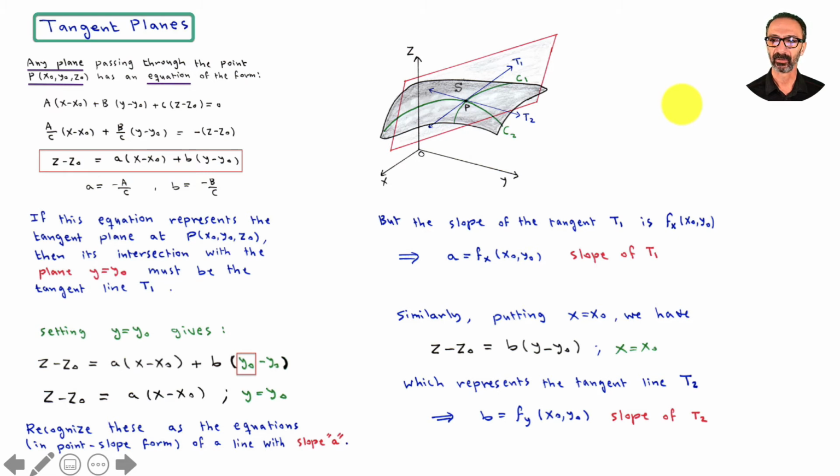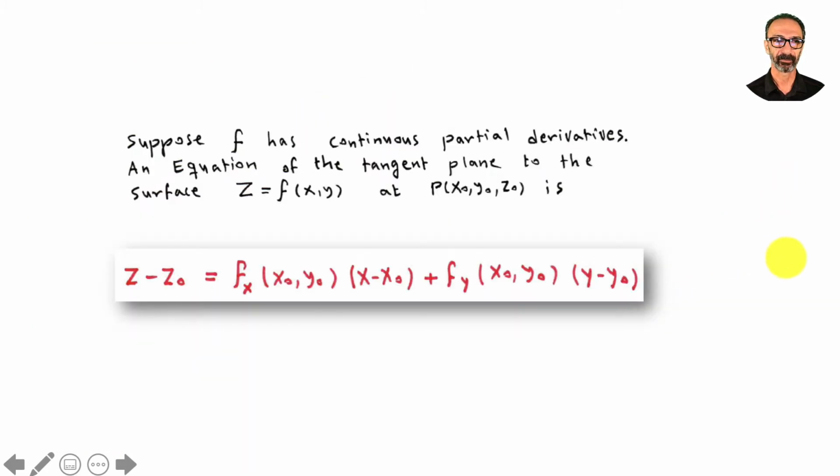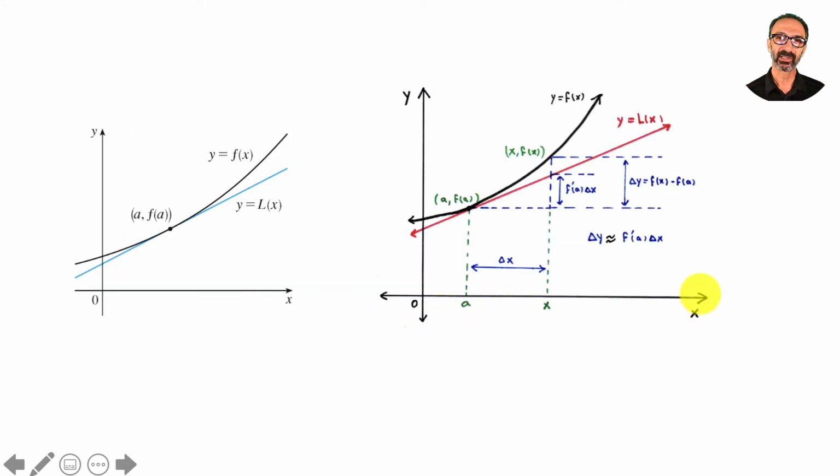Let's make this simple and quick. As you can see, it's all kind of like a lecture on where and how things are connected. Suppose f has continuous partial derivatives. An equation of the tangent plane to the surface z equals f of x, y at this particular point will be the following. These slides are from Calculus 1, Linear Approximation, and I'm not going to go over it in detail.